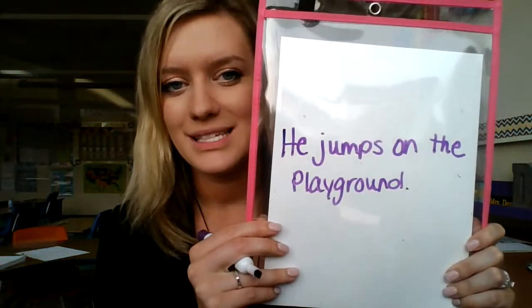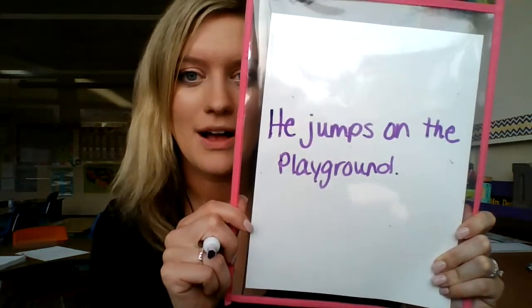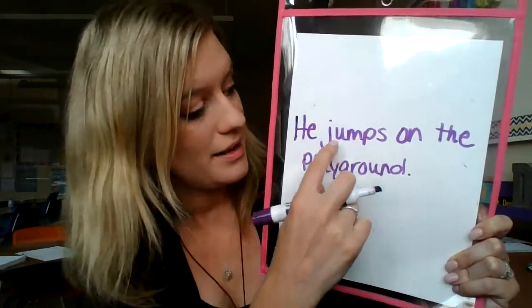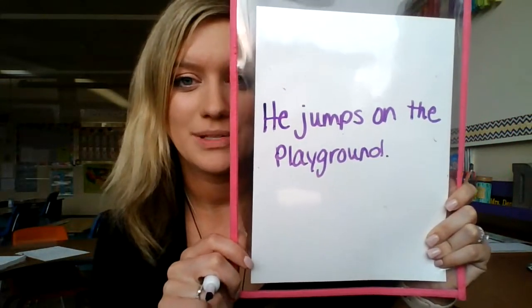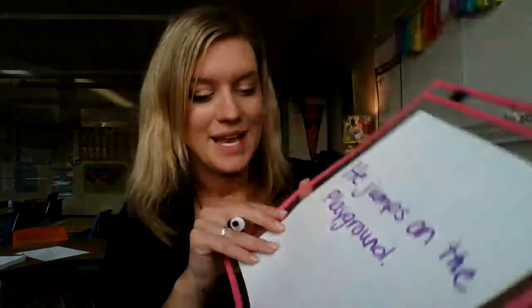So can you make me a sentence and show the video your example of using the S on the end of a word when you're describing somebody else? He jumps on the playground. I did not say he jump on the playground. He jumps on the playground. Pause me right here and make your example and then show it to me. All right. Thank you for working hard. Your work looks awesome. Keep it up.